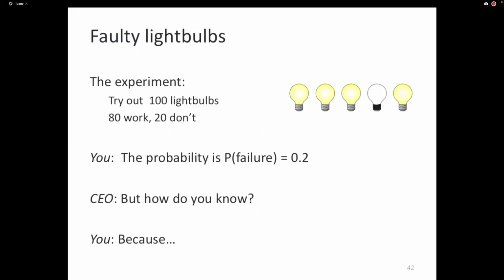Let's say the experiment involves you testing 100 light bulbs. So you test 100 light bulbs, 80 of them work and 20 of them don't. And quite obviously, if that happens, then the probability of failure is 0.2, 20 divided by 100. So far, I hope there are no surprises, right? The question is, why is the probability of failure 0.2? Why is that the right answer? How do you know that's the right answer?